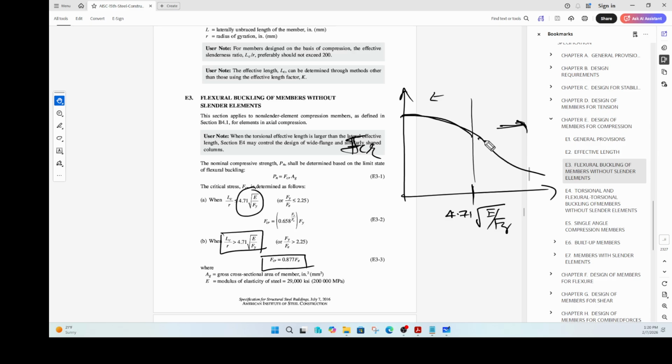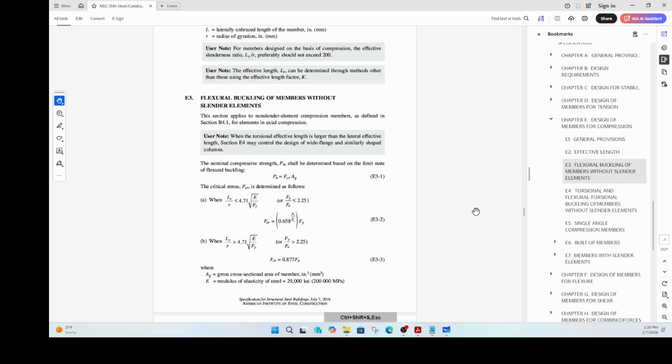So the FCR value has to come from two different curves. This is curve 1 here, and this is curve 2 here. That is what is happening here. You have to figure out if you fall on the left side or the right side of this particular lambda value, and that's exactly what we are doing. So we'll go ahead and compute our LC by R and this ratio, and then see where we fall.